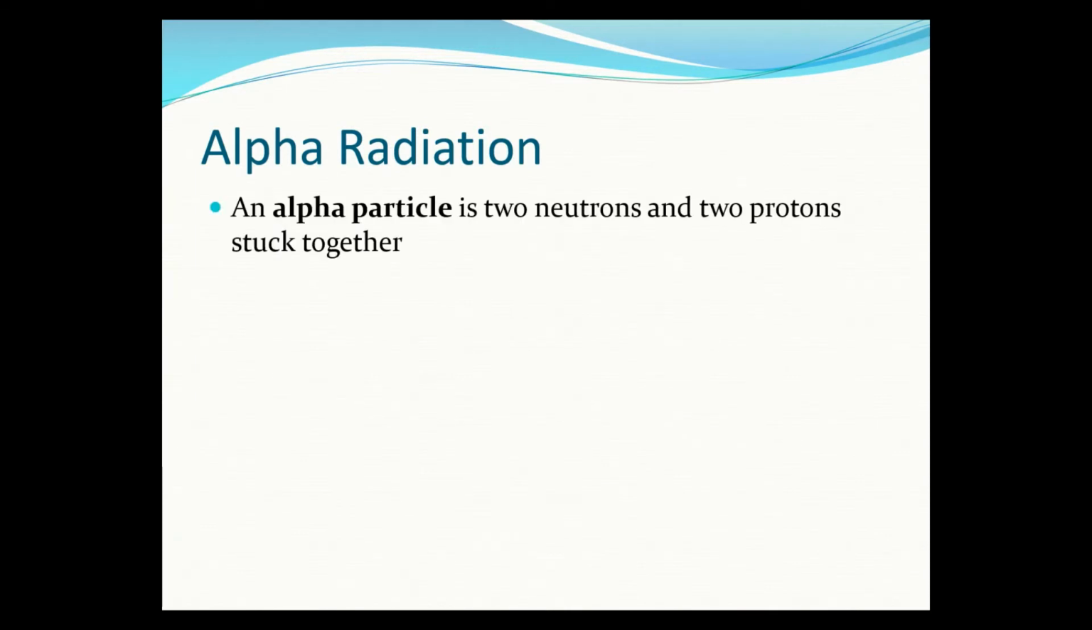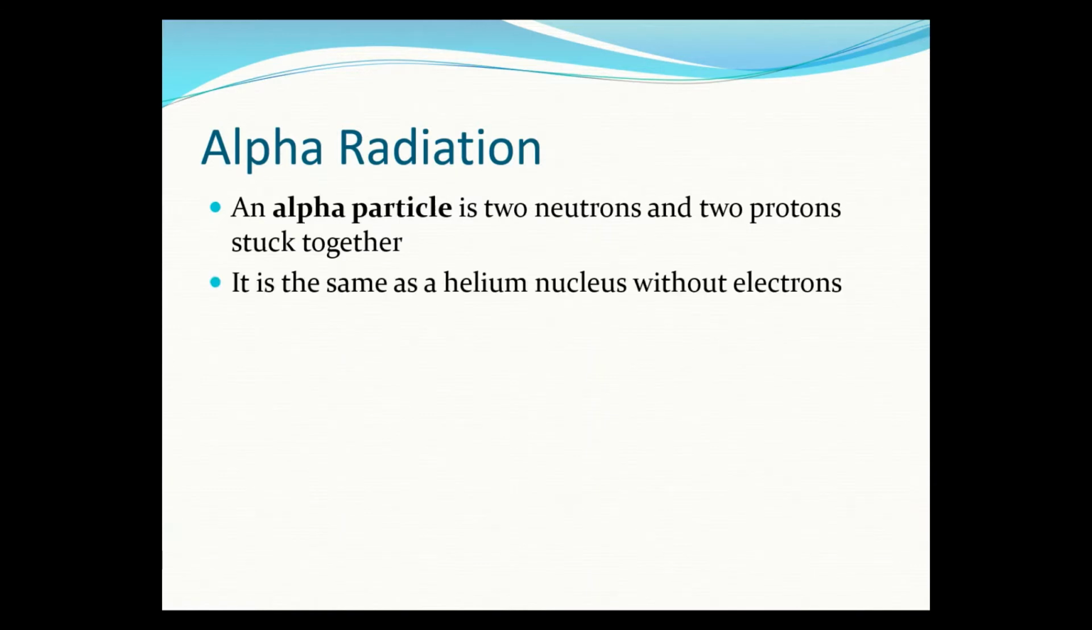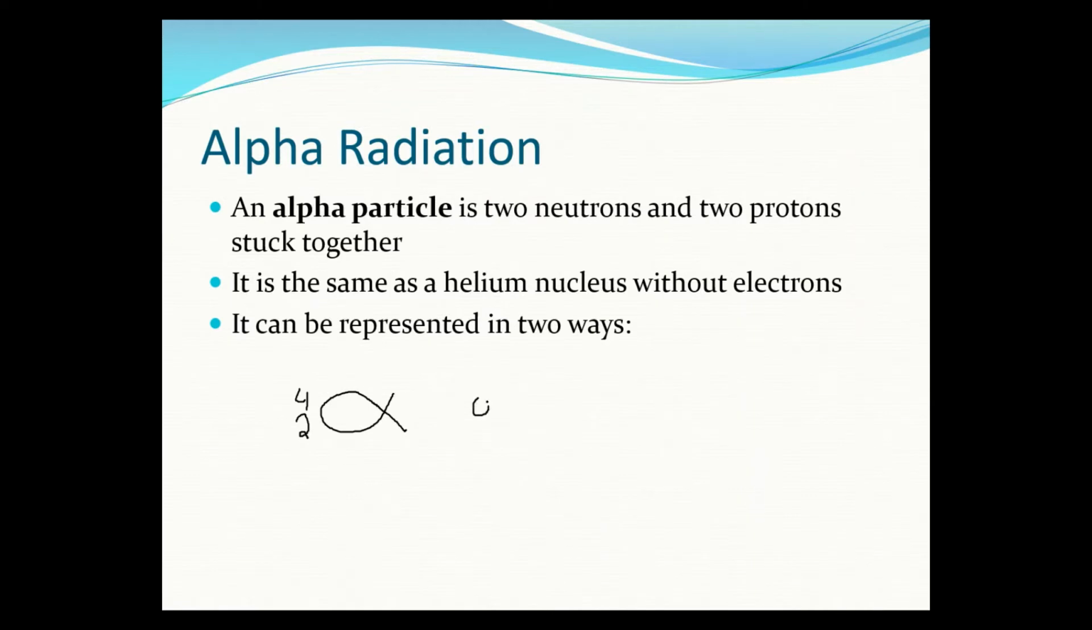So one way that it can break apart to become more stable is by emitting an alpha particle. An alpha particle is 2 neutrons and 2 protons stuck together. It's the same as a helium nucleus without electrons, and it can be represented in 2 ways. One way is with a little fish symbol, and it's got a mass of 4 and 2 protons. Or the other way is the same as helium, right? 4 and 2 is going to be helium.